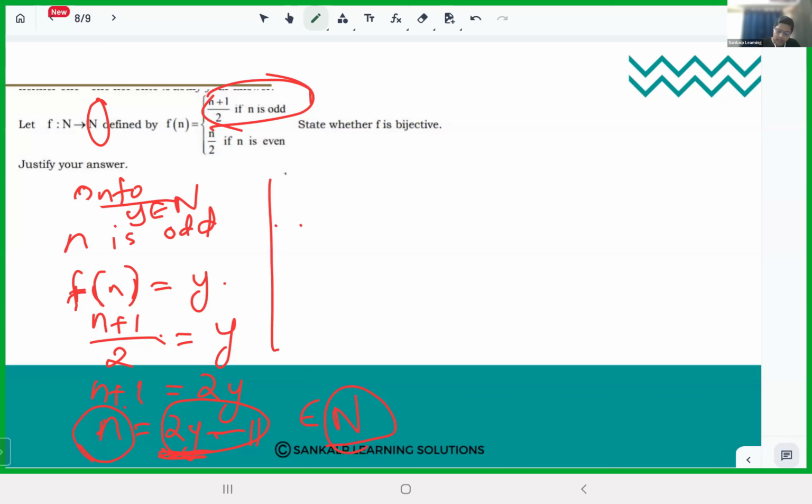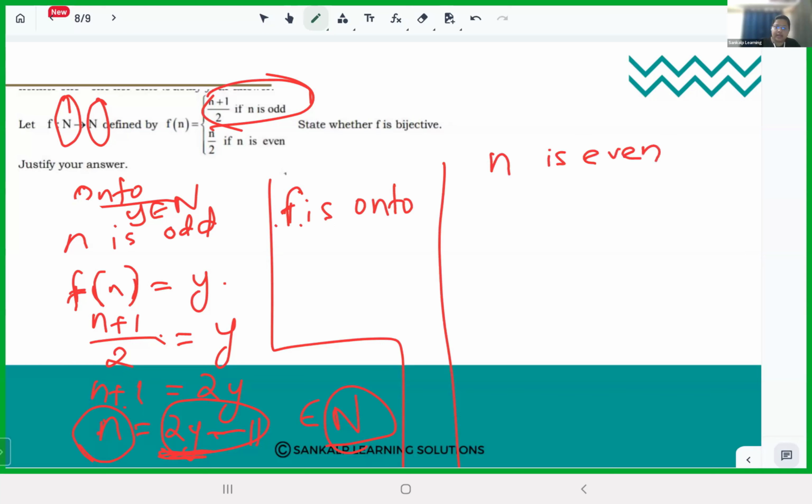So what can you conclude from this? This n belongs to the set of natural numbers. That means n belongs to the domain. So we can say that f is onto when n is odd. Now consider the case when n is even. Then take y an element of N. I'm taking y from the codomain, such that f of n is equal to y.